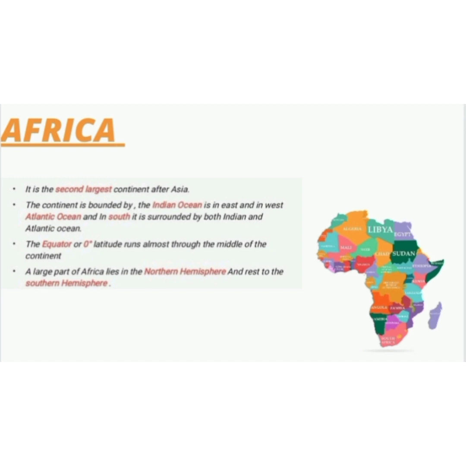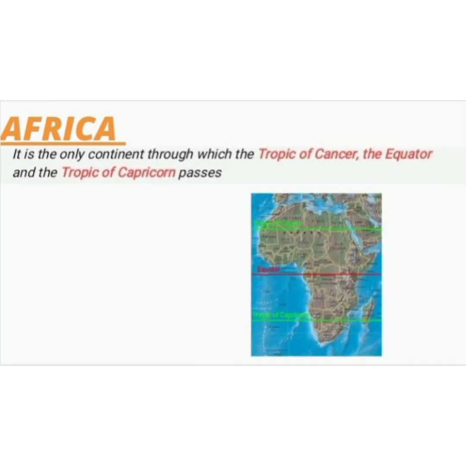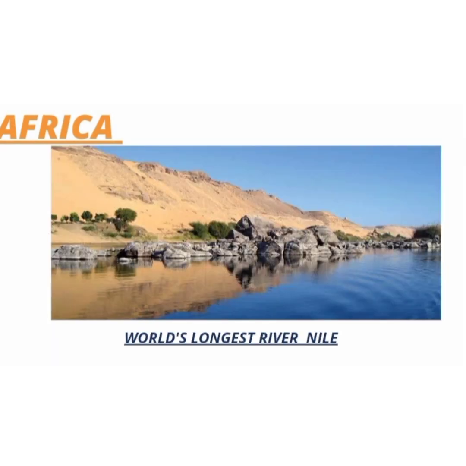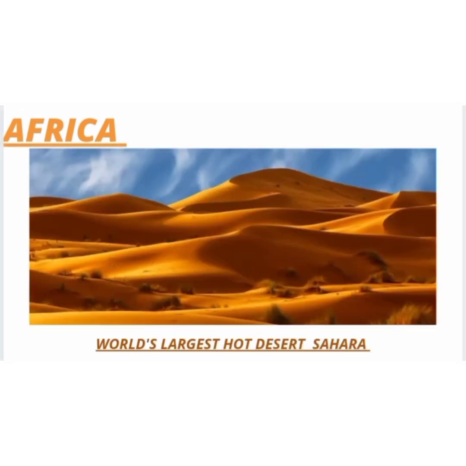Now you see that equator or 0-degree latitude runs almost through the middle of the continent. And a large part of Africa lies in northern hemisphere and the rest are in southern hemisphere. And it is the only continent through which the Tropic of Cancer, the equator and the Tropic of Capricorn pass. And as you know, Nile, it is the world's longest river and that also flows through Africa. And also the world's largest hot desert, that is Sahara Desert, it is also located in Africa.